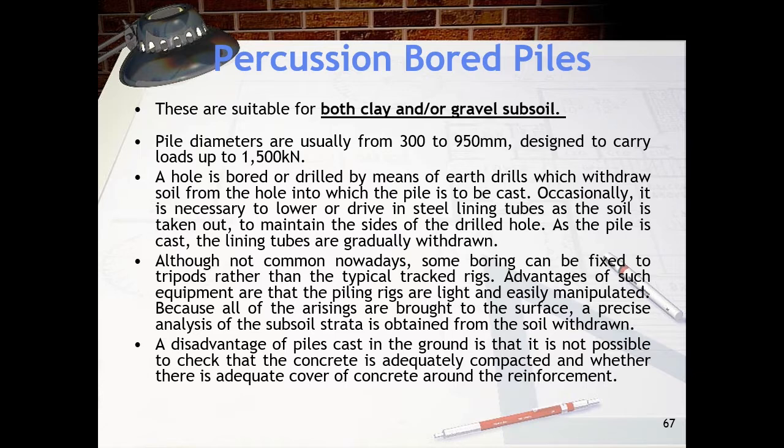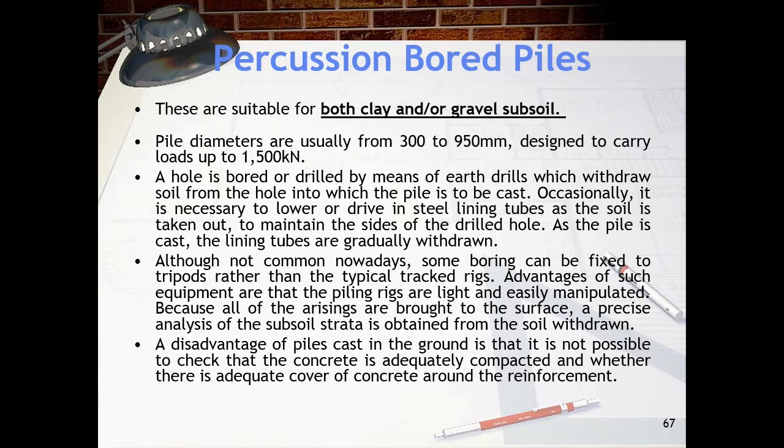The diameter of piles are usually from 300 to 950 mm, and it can carry the loads up to 1500 kN. A hole is bored or drilled by means of earth drills, which withdraws soil from the hole into which the pile is to be cast. Occasionally, it is necessary to lower or drive in steel lining tubes as the soil is taken out. It is to maintain the side of the drill hole. As the pile is cast, the lining tubes are gradually withdrawn.